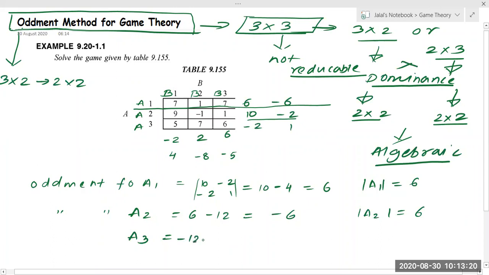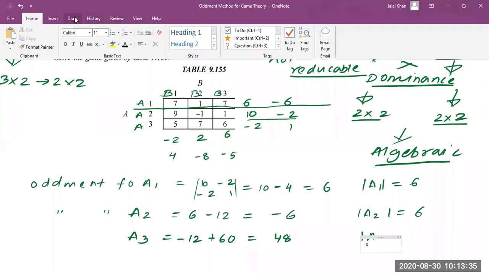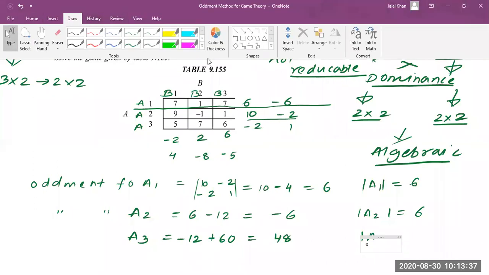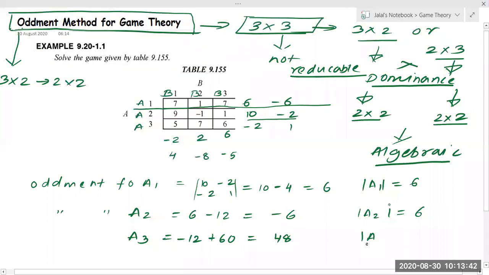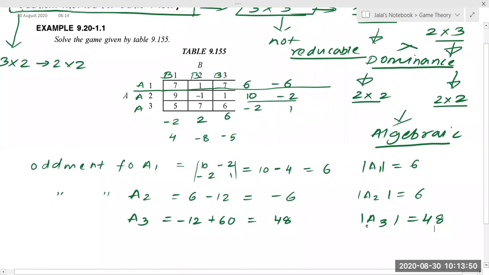Is it right? Minus 12, minus minus plus 6 into 10, 60. So it is positive. So mod of positive will be, can anyone tell me? Mod of positive will be, can anyone help me out? Guys, are you there? Positive, yes. Positive. So this value will be as it is. A3 will be equal to 48. I'm doing it slowly today, okay? I'm trying to complete it as slow as possible.